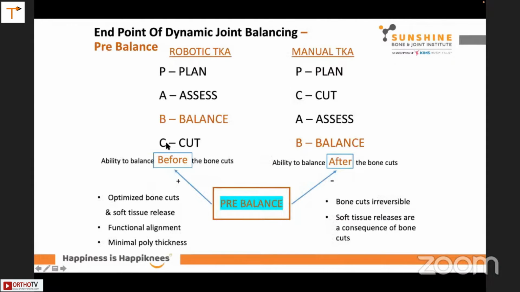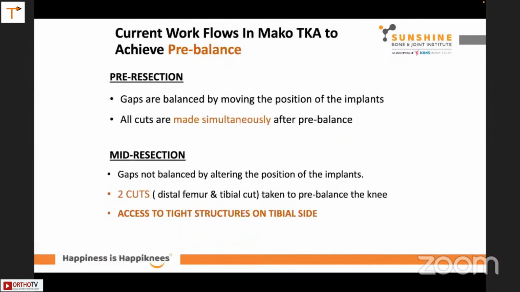So in pre-balance, in robotic TKR, you plan, assess, balance, and then cut. Unlike in manual where you plan, cut, then you assess, and then you balance it out. So this is called pre-balance. Pre-balance can be achieved by pre-resection or mid-resection. What that means is, in pre-resection, all the gaps are balanced by moving the implants, and then you make all the cuts simultaneously.